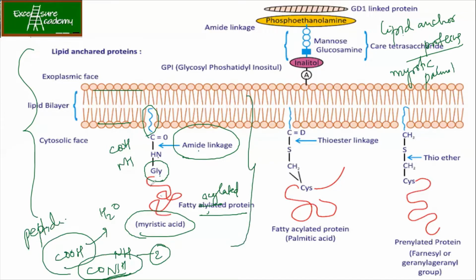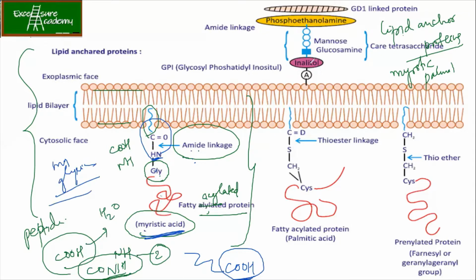Yes, ma'am. So what you need to remember here from your exam point of view is that if myristic acid is used to link proteins, it forms an amide linkage with the COOH group. Myristic acid, so at the last, the tail will end with COOH. This COOH and the NH group of glycine form the amide linkage. Okay? So what do you need to remember? Myristic acid forms an amide linkage with glycine. Okay, done. Now coming to the next.